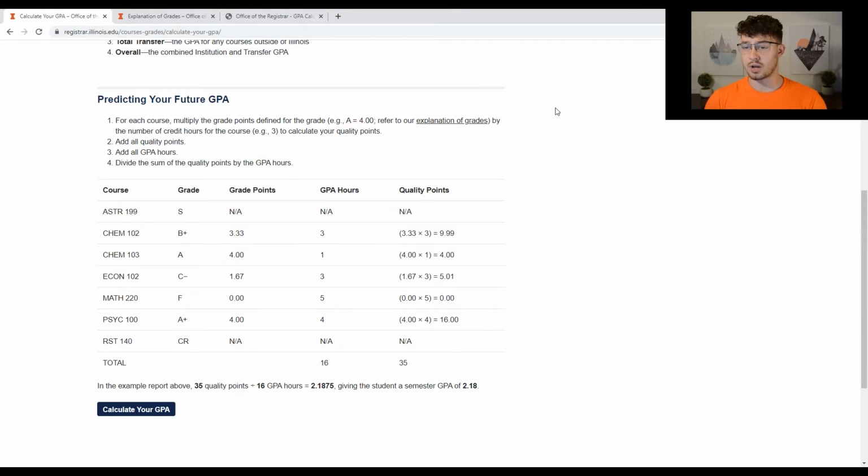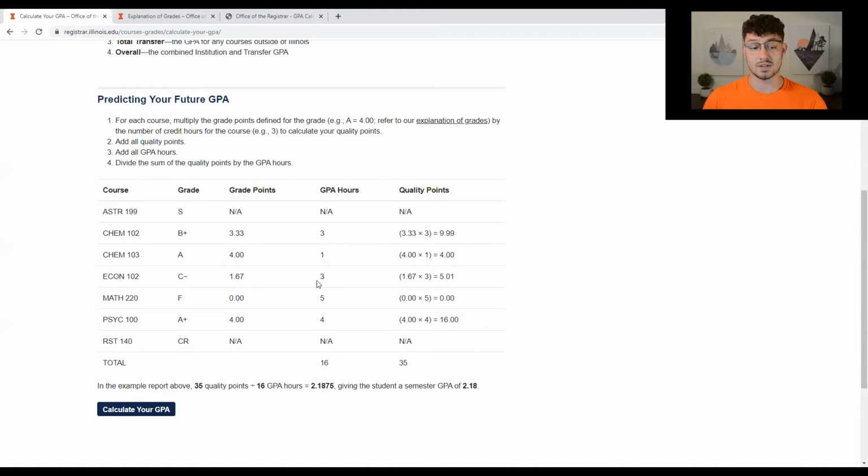So to go through a quick example of that, we have what's provided here. There are no grade points or GPA hours for this course here. So NA does not go into the GPA calculation. But then we do have letter grades for these courses here, as well as grade points and GPA hours. Now, for this course here, the grade says CR, which stands for credit. As a result, there's no GPA calculated for it. You just receive credit for that course. So NA for grade points, NA for GPA hours, NA for quality points.